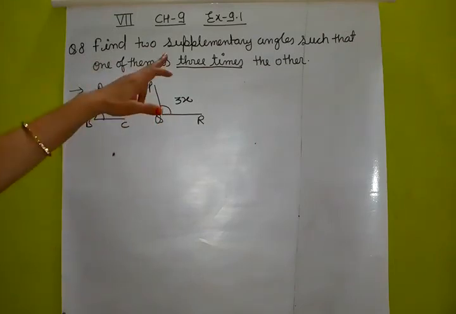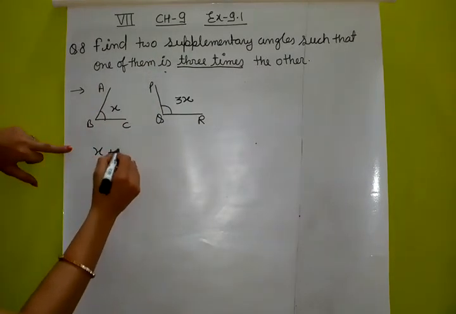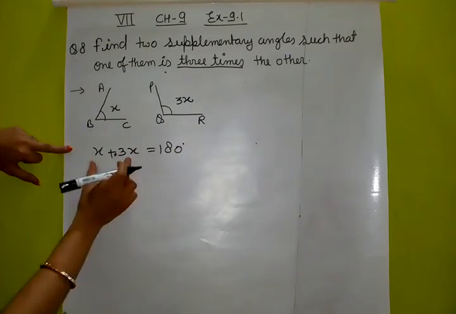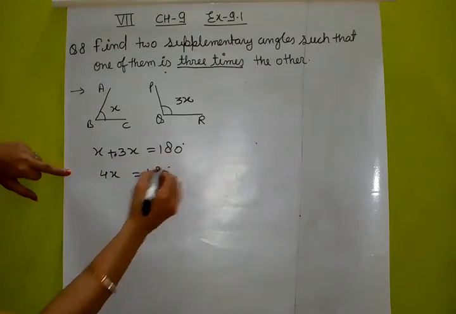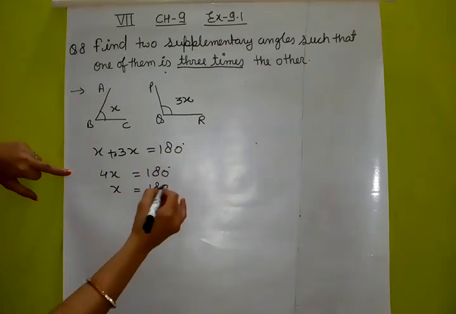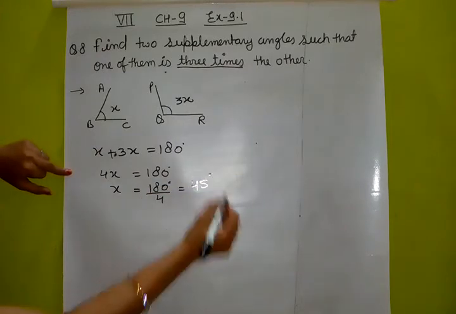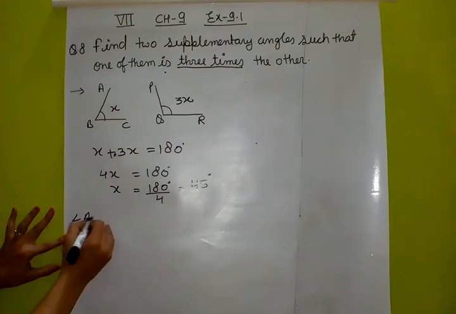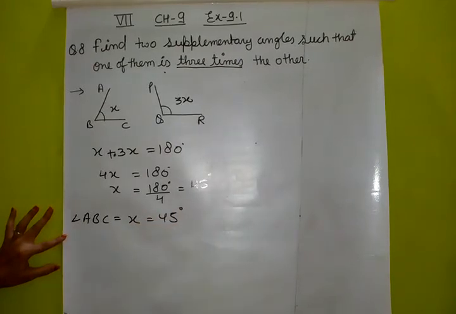Now the sum of the angles of supplementary angles. In supplementary angles, the sum of the angles should be 180 degrees. So angle x plus angle 3x will be 180. Now 4x will be 180 degrees and the value of x will be 180 divided by 4. When you divide 180 by 4, it will be 45 degrees. So angle ABC is equal to x, which is equal to 45 degrees.